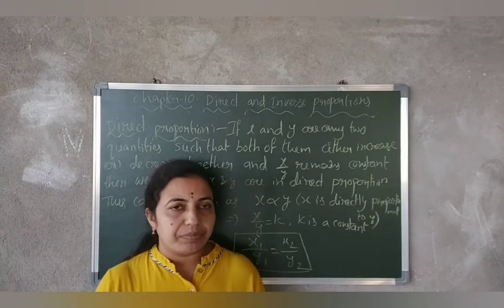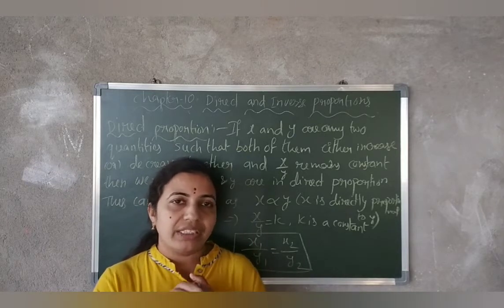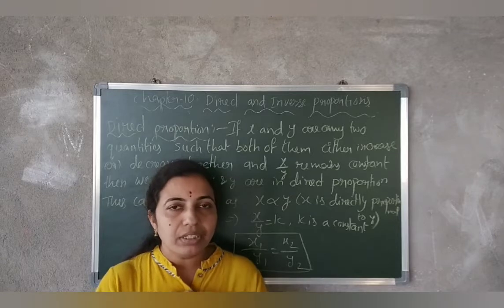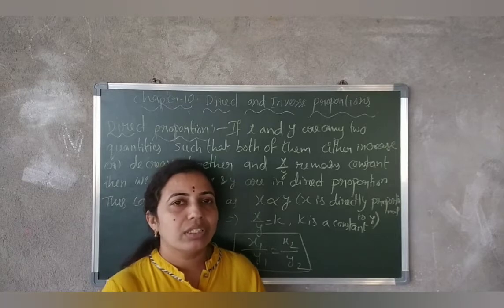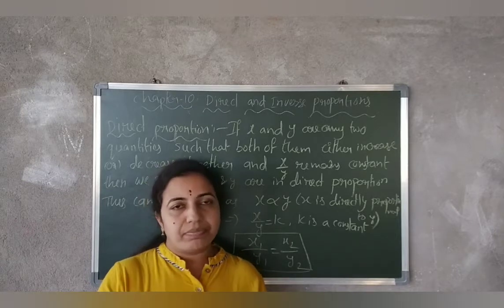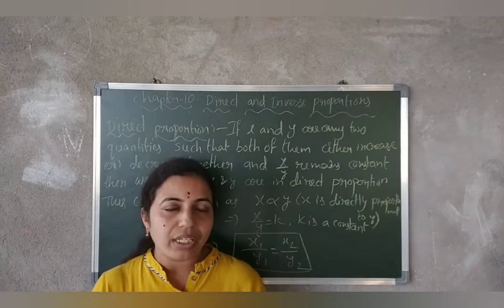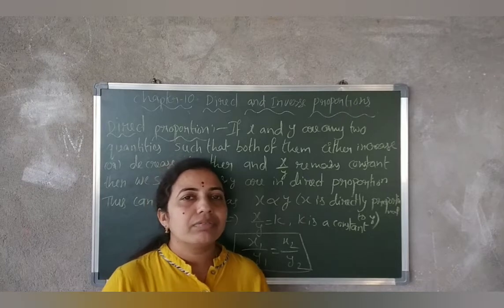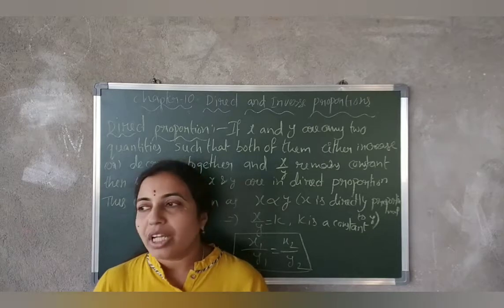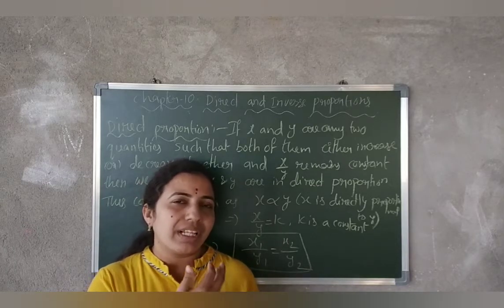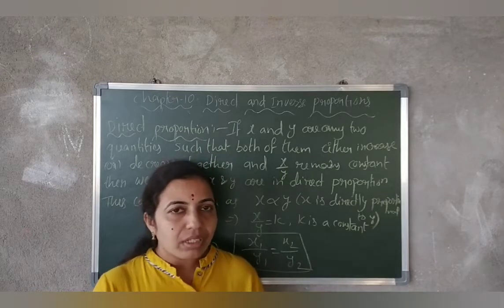What is direct? See, if you consider two quantities, for example, in your home, four members are there. Daily your mother will cook 2 glasses of rice for 4 members. Then a holiday came, a Christmas holiday, and your relatives came to your home. 2 members came.